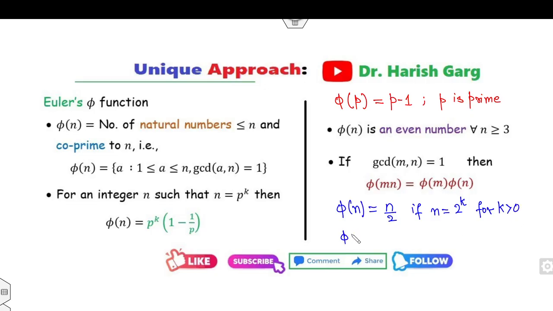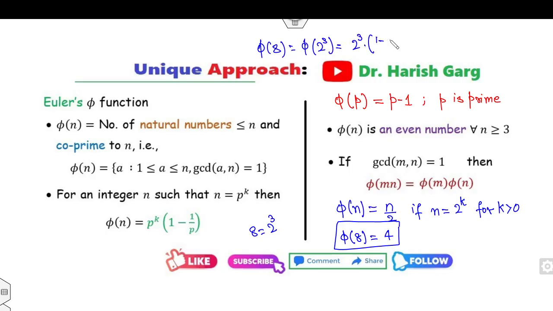For example, how can you calculate the phi of 8? Since 8 I can write as 2 raised to power 3, this is of the form 2 raised to power k. So what is the right answer of this? It is 4. Fine. Otherwise, you can also calculate the phi of 8 as follows. I can write 8 as 2 cubed. Then, how many prime numbers are there? Only one prime number. So I can write this as 2 raised to power 3 over 2. Again, it is 4.